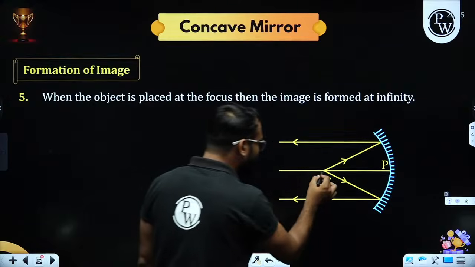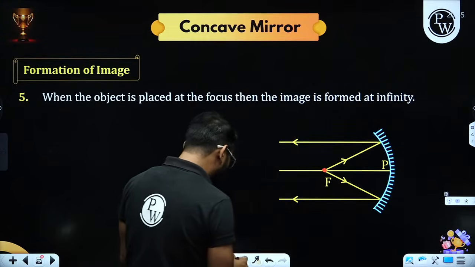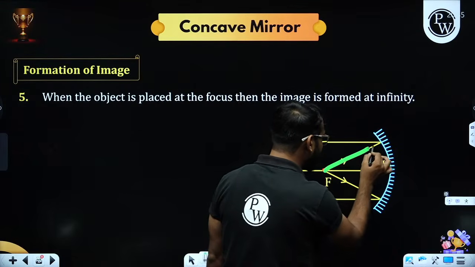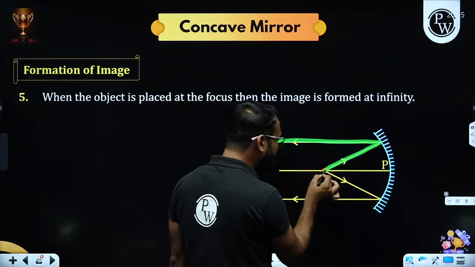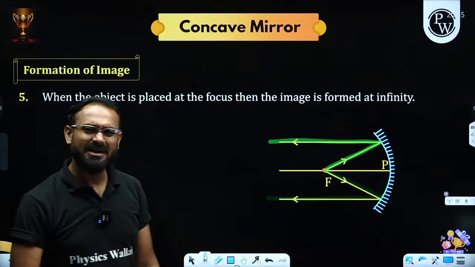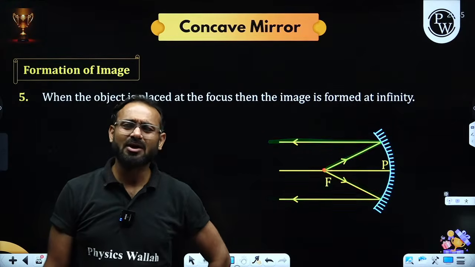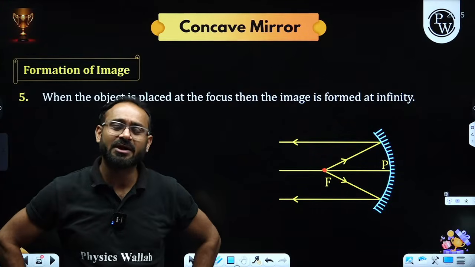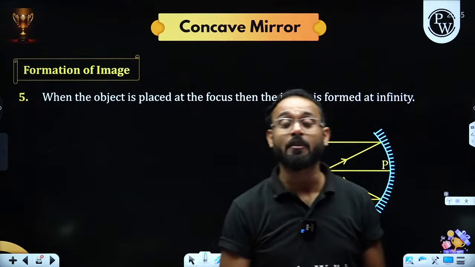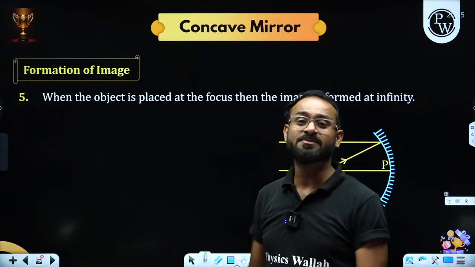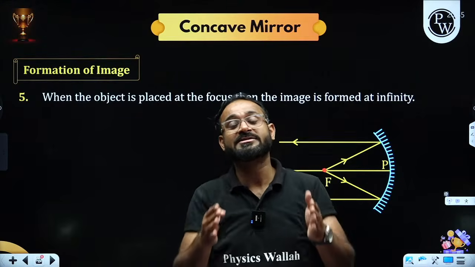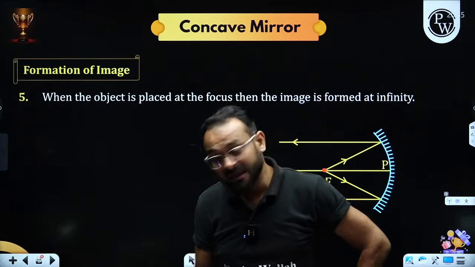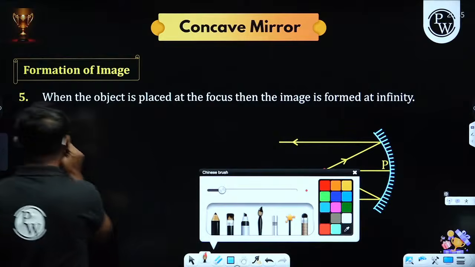So when the object is at focus, consider this. What is going to happen? The light rays which are passing from the focus will be going parallel to the principal axis. Sir, but the light rays are not meeting with each other. Then how will we consider that the rays are meeting at infinity? In mathematics, we have gone through this property: parallel light rays never intersect each other, but they meet at infinity.